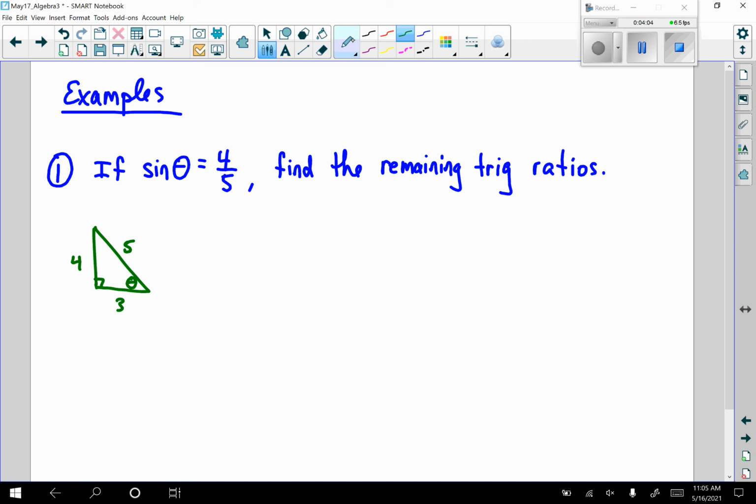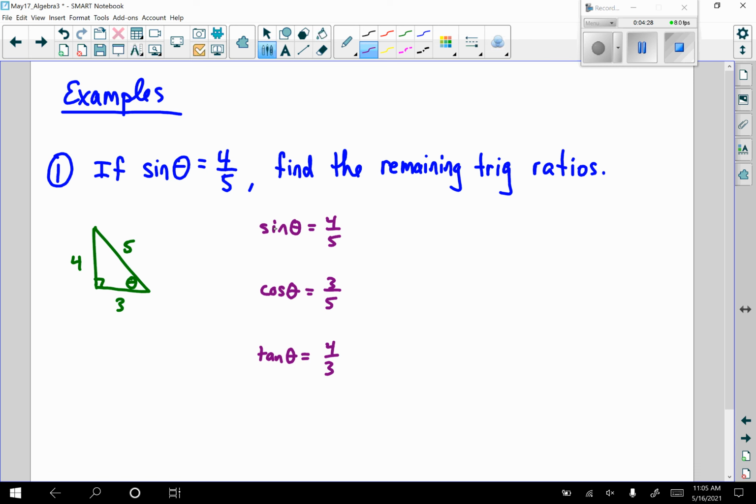So now I'm going to write all of these out. I'm going to start with what was given. Sine theta is equal to 4/5. Cosine theta would be equal to adjacent over hypotenuse, so that's 3/5. And tangent theta is equal to opposite over adjacent, so that's 4/3. So we were doing all of those before. Now we go to the reciprocal. So again, what is the reciprocal of sine?